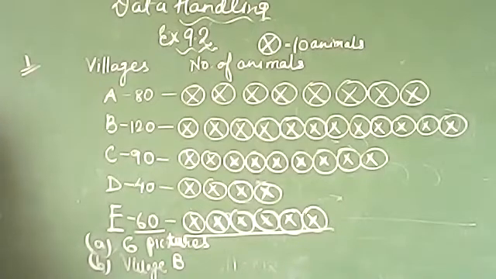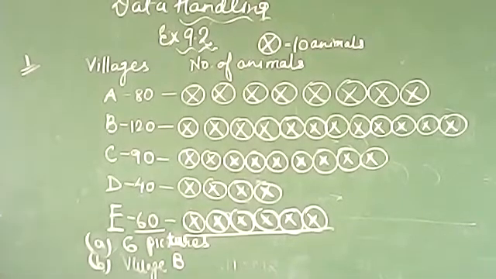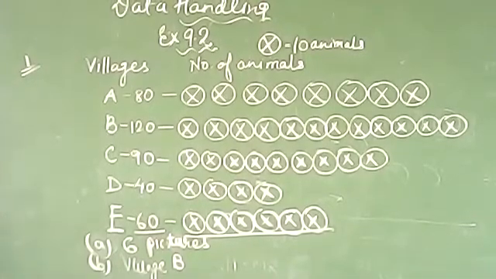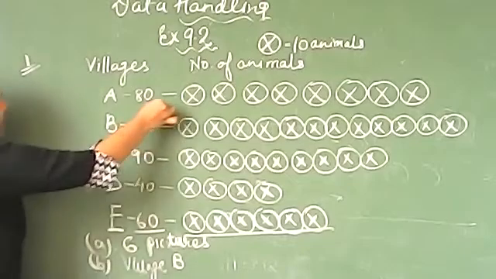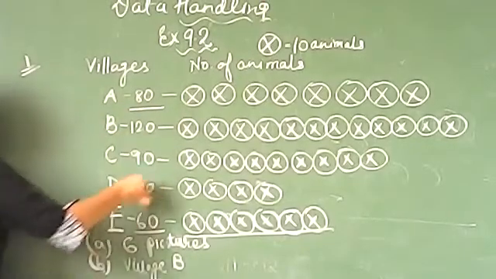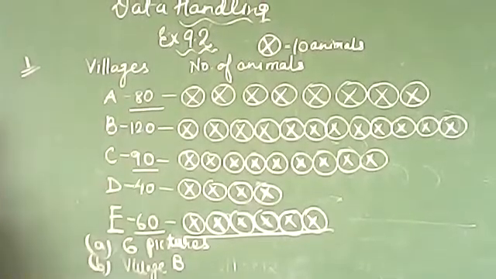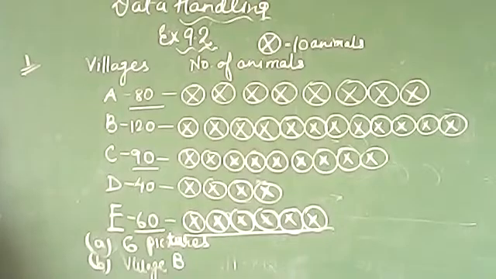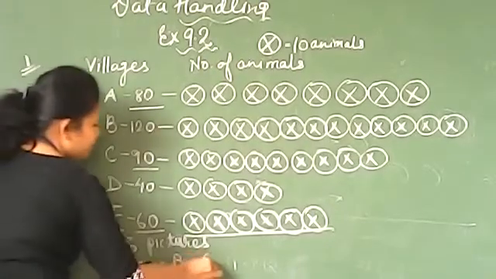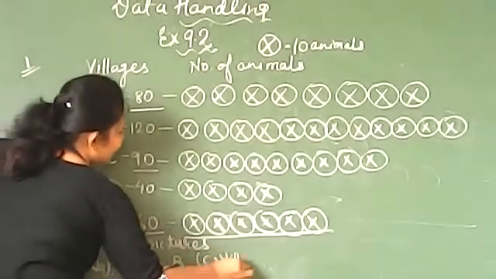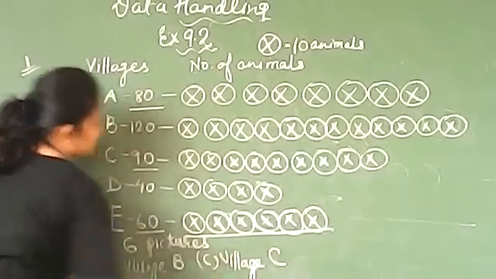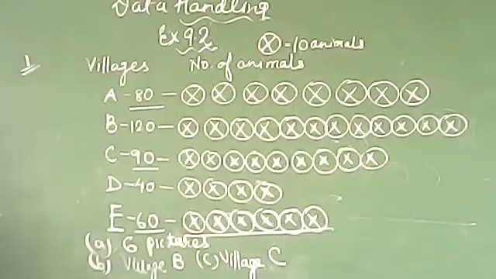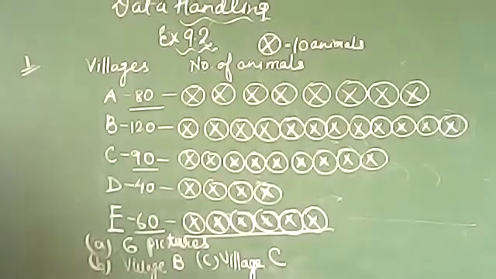Now question number C. Which village has more animals, village A or village C? So now you observe it. Village A we have 80, village C we have 90. So out of village A and village C, we have more animals in village C. So the answer for question C will be village C. Fine. So this is all about question number 1 of exercise 9.2.